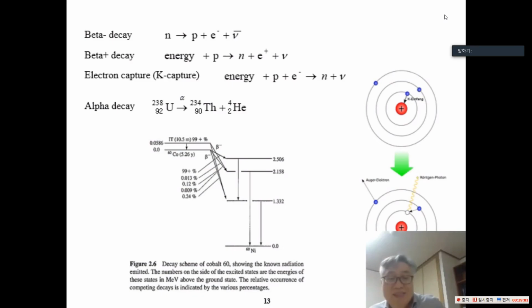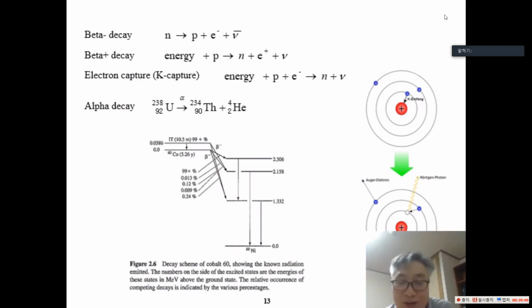So cobalt-60 becomes nickel-60, so it has to emit beta to become nickel-60. But nickel-60 has 4 different states. Below, there is the ground state 0.0. Above that we have 1.332. Above that 2.158. Above that 2.506. So there are 4 different energy states of nickel-60.